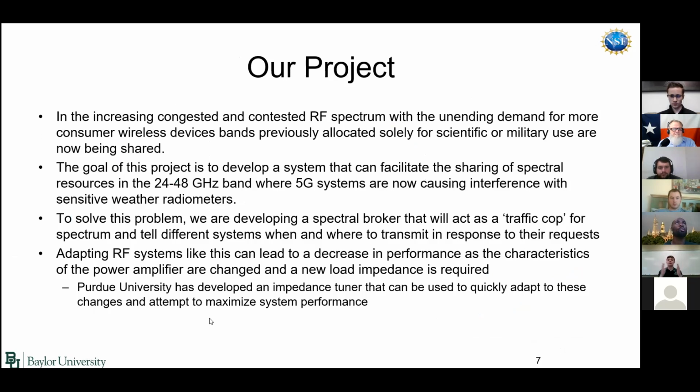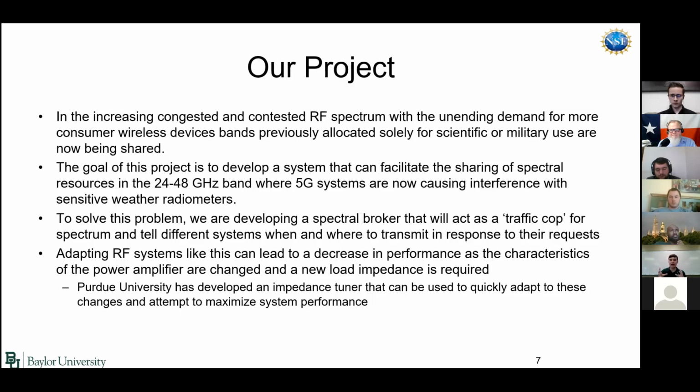Great. So now a little bit on what specifically I've been using this for in research. As the RF spectrum has become increasingly contested and congested, and more devices are brought online every day to try and use it, there's been several bands that used to be solely allocated for either scientific or military applications that are now having to be shared with consumer electronics. Specifically in this project, we're looking at the band from 24 to 48 gigahertz, which has now been allocated to 5G. But lots of this band previously were allocated to weather radiometry.